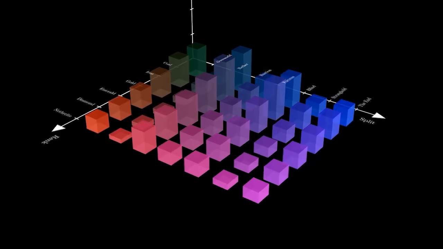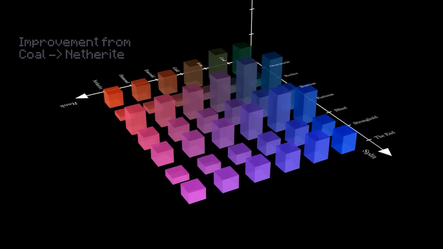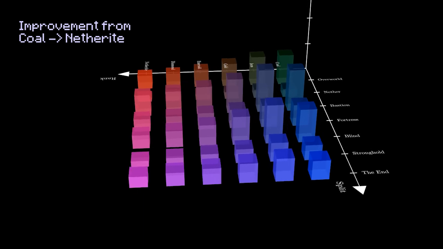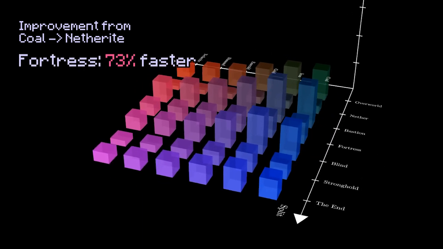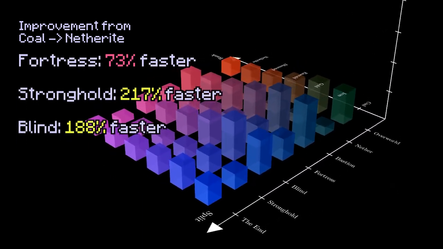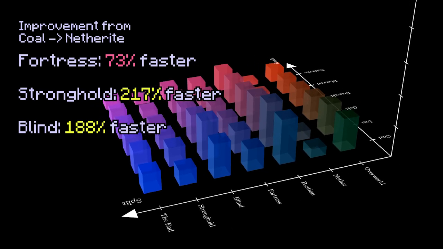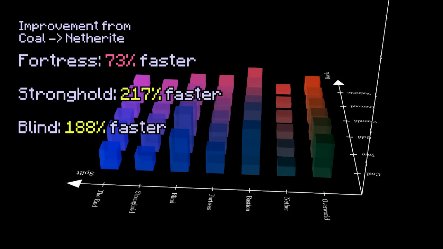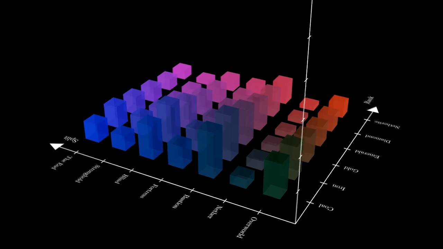But there are some splits which have a much higher rate of improvement than others. While the fortress split only saw a 70% improvement, the blind split and stronghold split roughly had a 200% improvement in speed each. That's three times the pace.